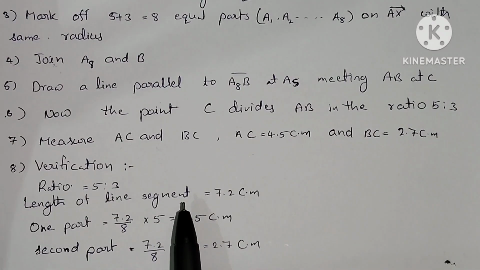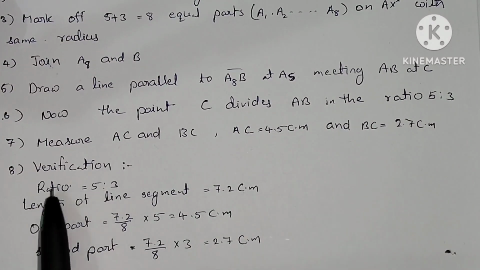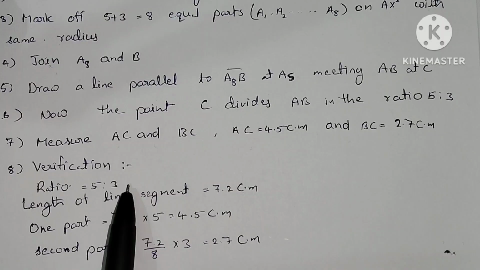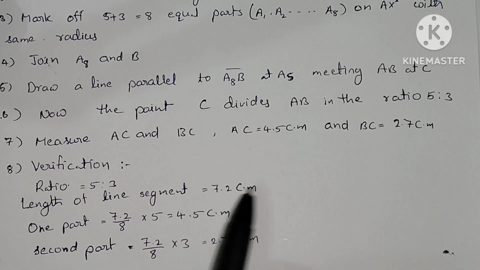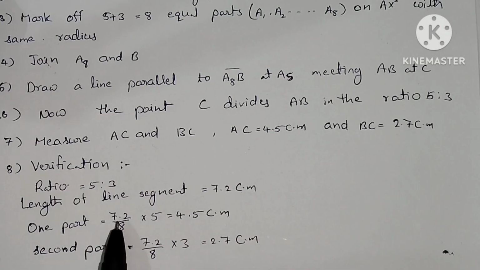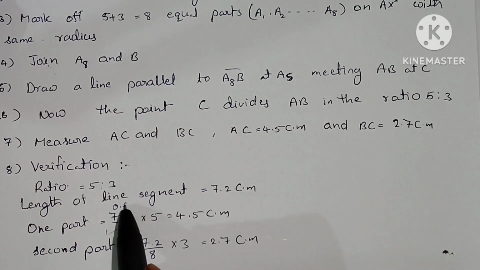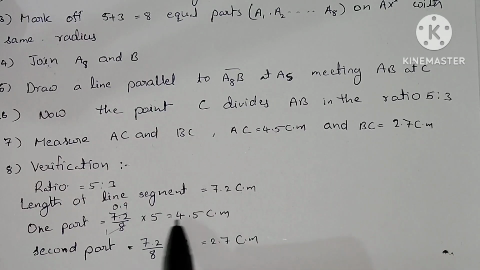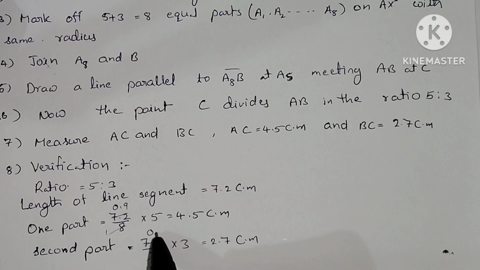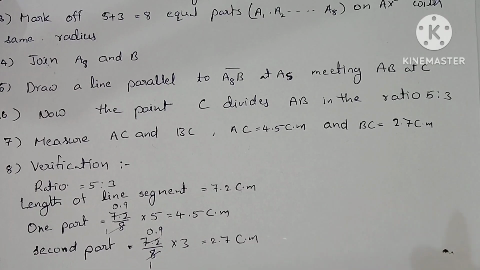Next, the eighth step is verification. The ratio is 5:3. The length of the line segment is 7.2 centimeters. The first part is 7.2 by 8, so each part is 0.9, and 0.9 into 5 is 4.5. The second part, 0.9 into 3, equals 2.7 centimeters.